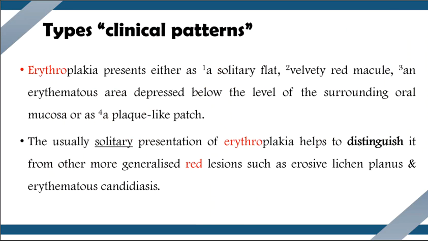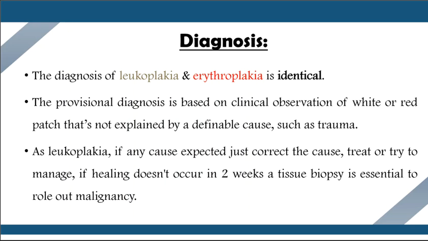We have the types of erythroplakia. It is a solitary flat or velvety red macule, or an erythematous area depressed below the level of the surrounding oral mucosa, or a plaque-like patch. Most commonly it is solitary, meaning only one lesion in one place, and this helps us diagnose it well and distinguish it from other more generalized red lesions. Other lesions resemble it but are more generalized, on both sides or covering the whole oral mucosa, like erosive lichen planus and erythematous candidiasis. Okay, the diagnosis is generally the same for both.